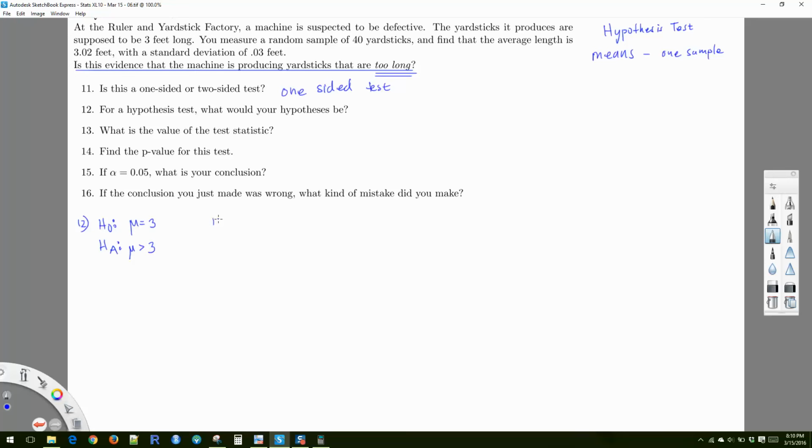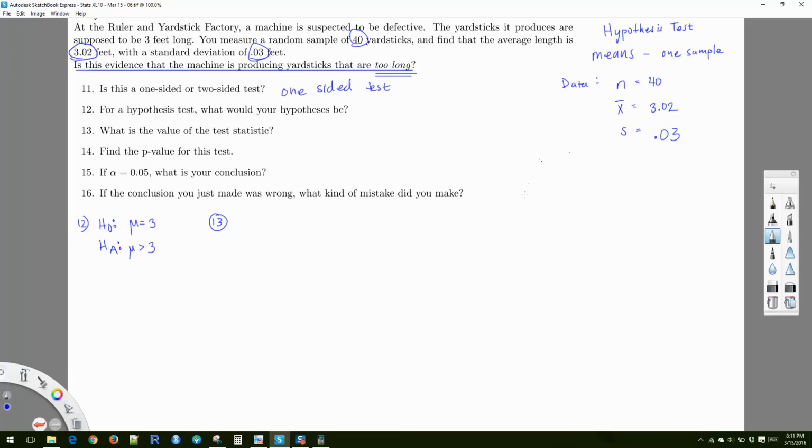Okay, so for number 13, we're going to calculate our test statistic. So let's list off the data that we have. We've got one sample, so we're just going to have an n, an x bar, and an s. What's our n? What's our sample size? We have 40 yardsticks. Our x bar, the average of our sample, is 3.02, and our standard deviation is 0.03. Okay, so we've got these numbers.